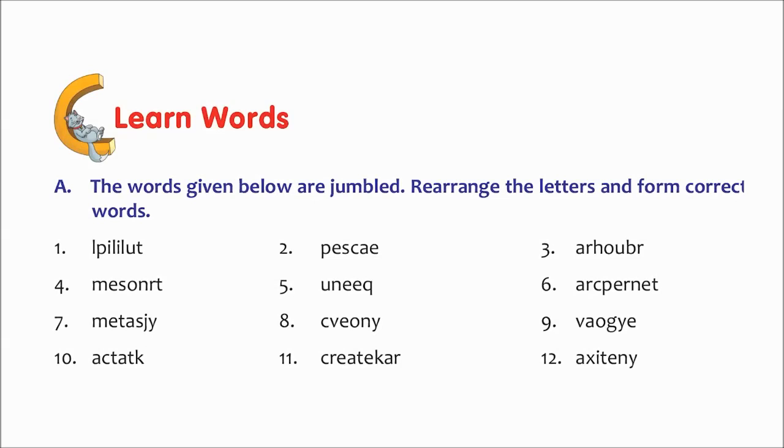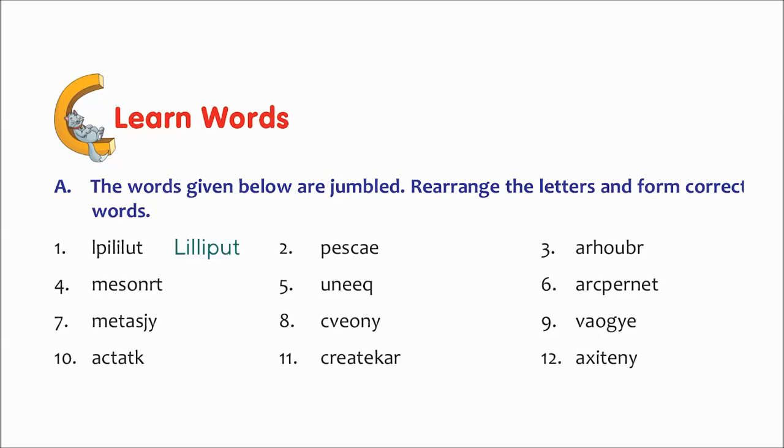Page number 20 onwards, we find some exercises. The first one is jumbled spellings. We will look at a few of them. Basically, you have to look at all the words given there and put the letters in the right order so that the spelling is correct. Let's look at the first one. This looks like Lilliput. Let's write the right spelling here.